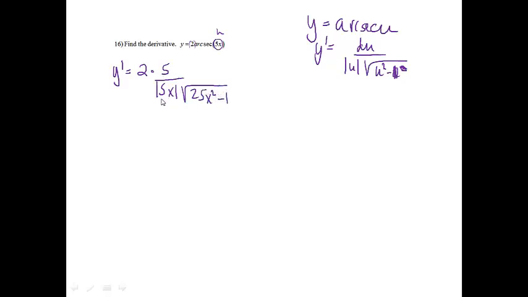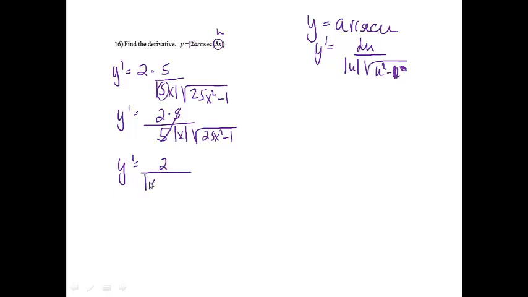Okay, now there's something we can do here. We've got y prime equals 2 times 5, and then on the bottom, the absolute value of 5 is 5, so that 5 does not need to be inside the absolute values. The x has to stay though. Okay, and then notice my 5's can cancel, so my final answer will be 2 over absolute value of x, square root 25x squared minus 1.